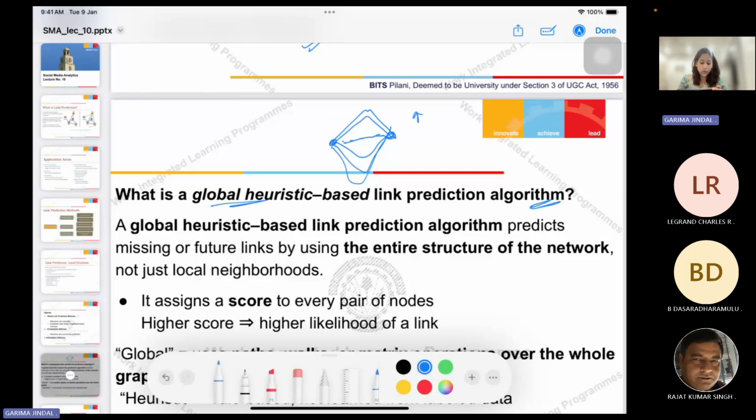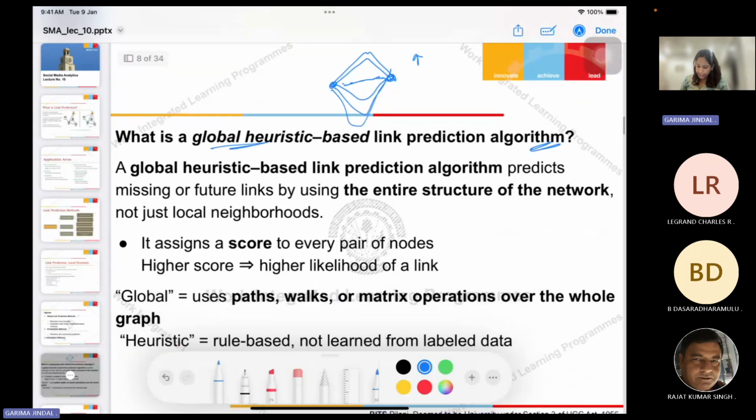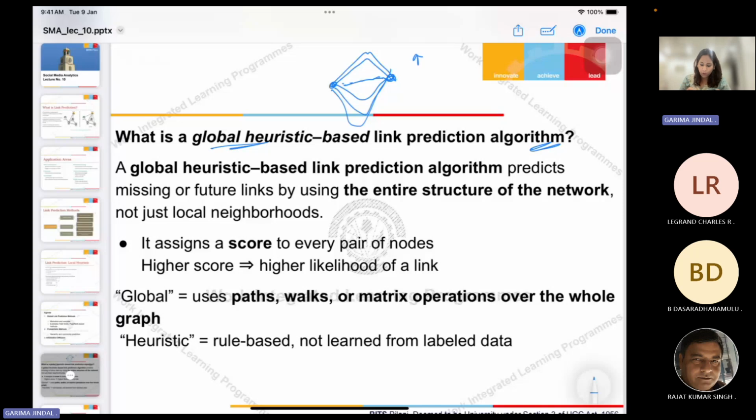So that's why we need to move on to the global heuristic methods. Global heuristic methods are more trustable, because in a global method you are considering the entire network and then trying to identify some score. Because you are considering the entire network, the results of these methods are more trustworthy. Now let's go through this slide and try to understand what a global heuristic method is. This slide will give you an overview of the global heuristic methods.